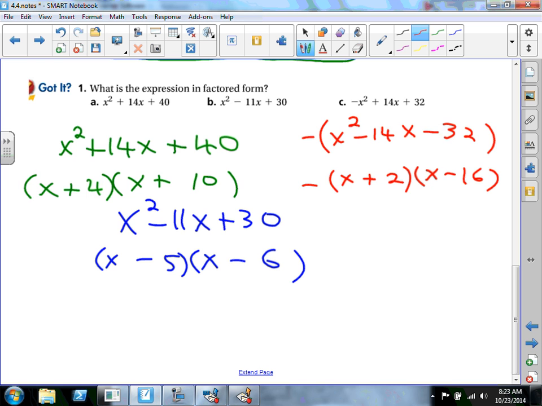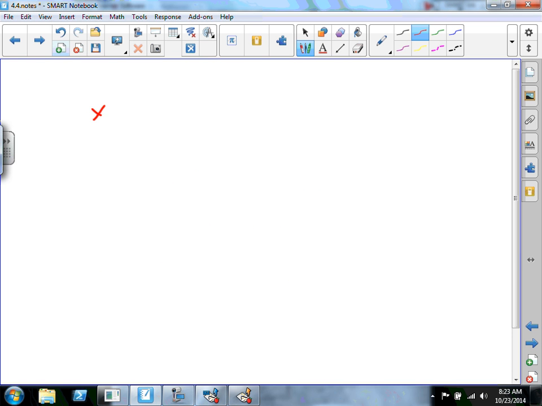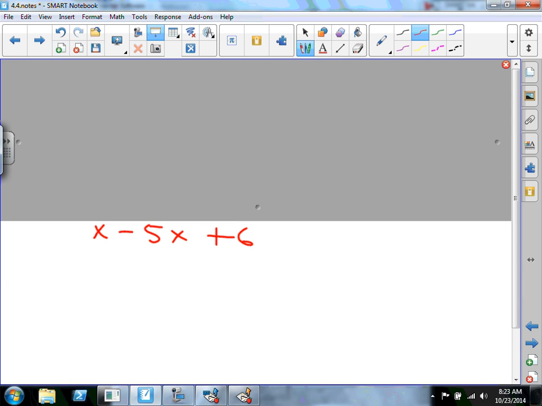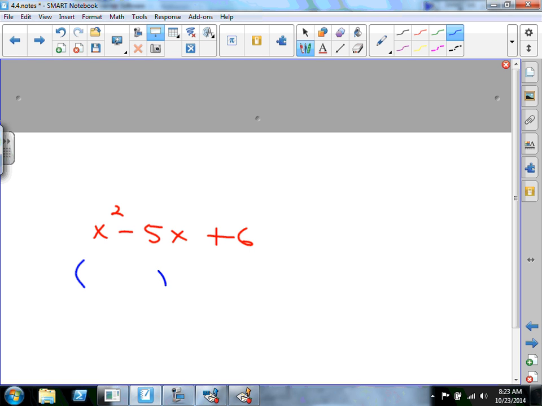Okay. Real quick, I want to show you another classic example that comes up. These look pretty similar, don't they? Let's look at the bottom one for a minute. What factors are we going to go with? The factors are going to have the same sign because it's a plus 6. They're going to be a positive and a positive, but since the middle term is negative, it's got to be a minus and a minus. So what are the factors going to be? Minus 2, minus 3, right?